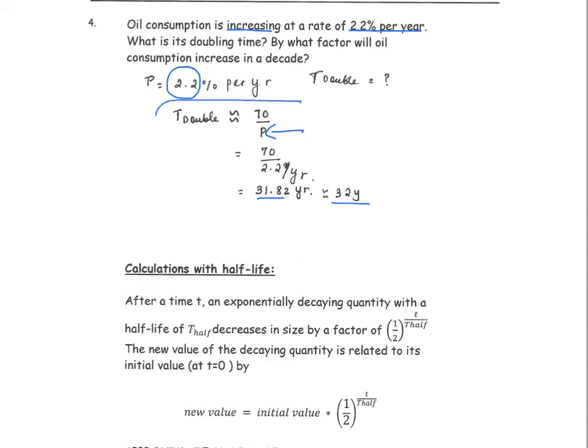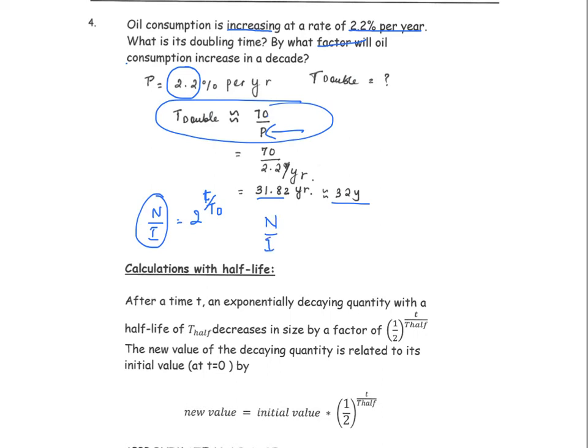So we just plugged it into the formula for doubling time, which is 70, a fixed number, over the percent change, which is an increase every year. So it's 31.82 years, which is approximately about 32 years. That's the doubling time. Now we can figure out the factor. So new value over initial value is equal to 2 to the t over t double. So this is the factor by which the oil consumption increases. So let's plug in the numbers.